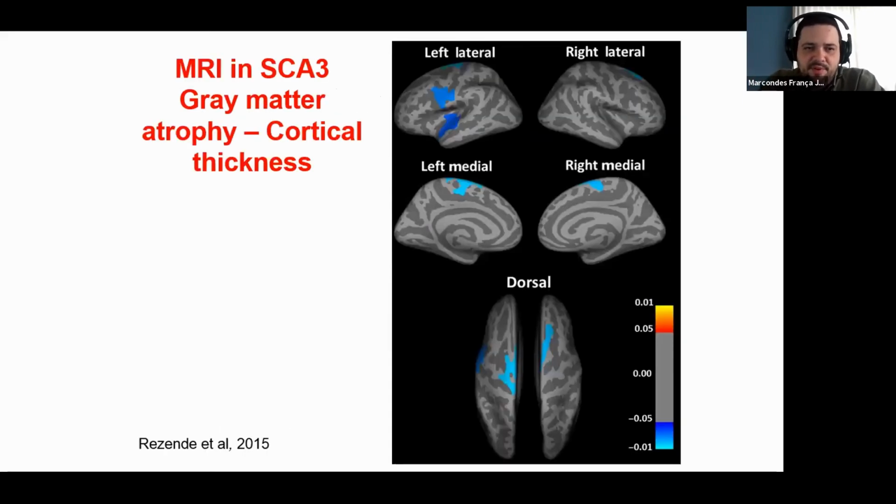This is a paper from our group published some years ago, where we found that the cerebral cortex is also involved in Machado-Joseph disease. As you can appreciate in this figure, this cortical involvement mostly involves regions around the precentral sulcus, so basically precentral and postcentral cortex. These are also two regions involved in this condition.